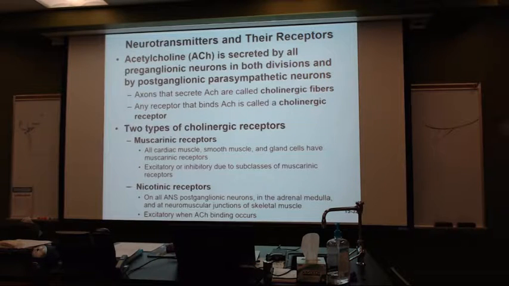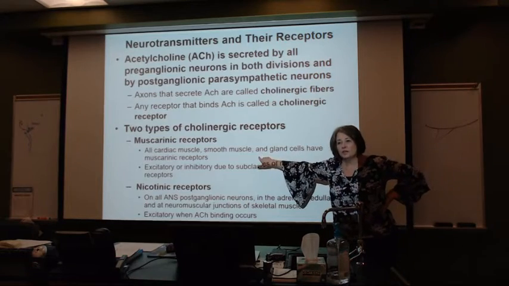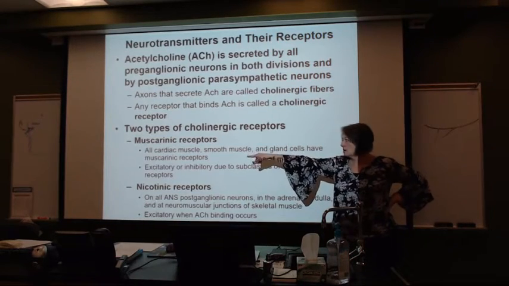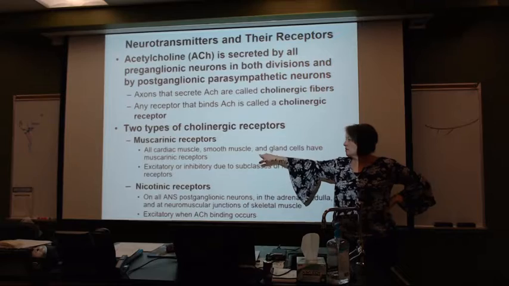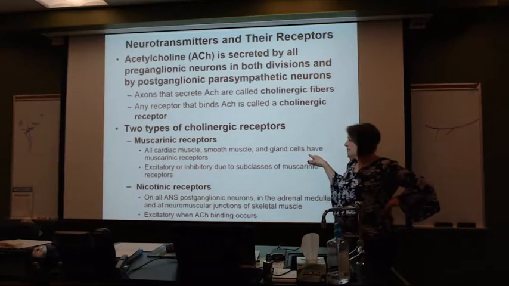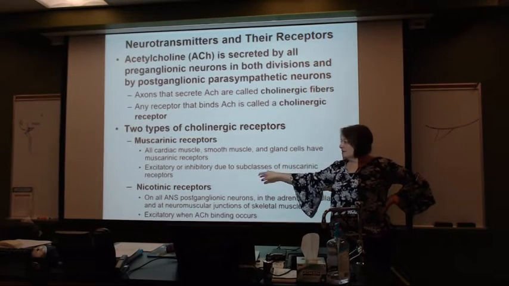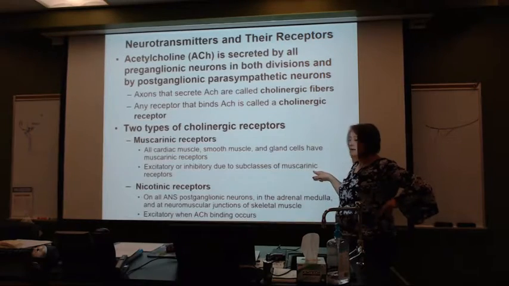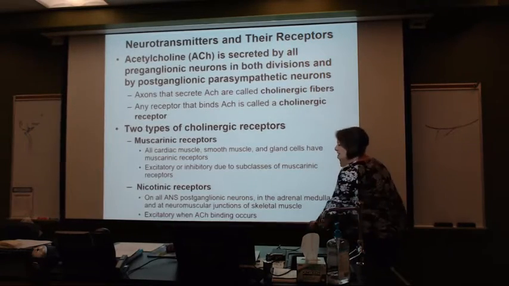So if acetylcholine is supposed to be excitatory, and we're going to find receptors that can accept it, if a muscarinic receptor is present, look at what has these: cardiac muscle, smooth muscle, gland. We're going to see excitatory or inhibitory.